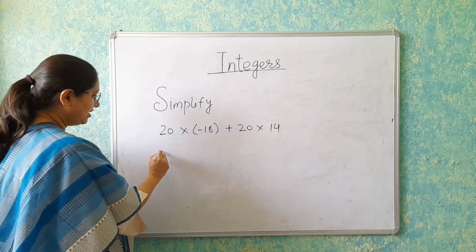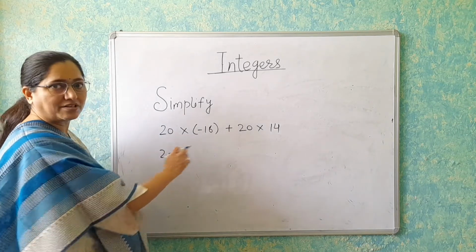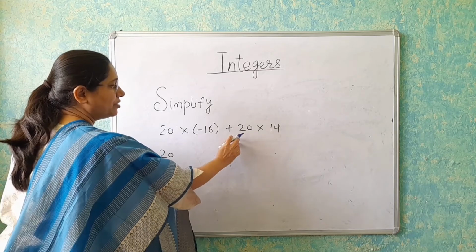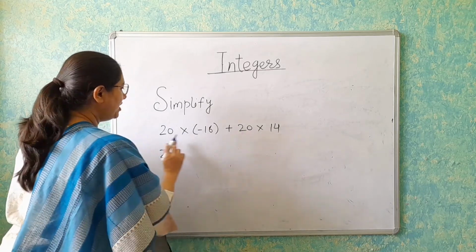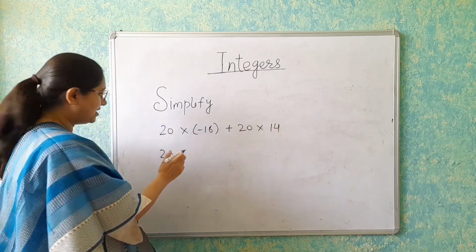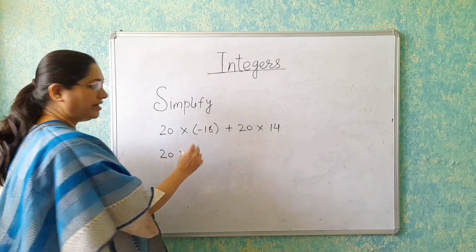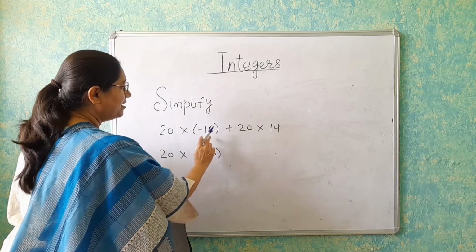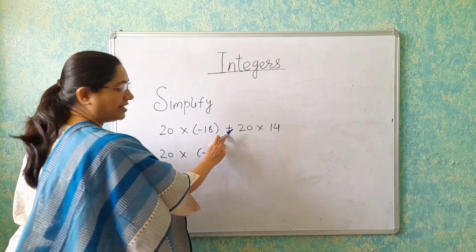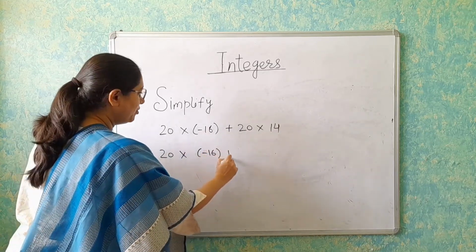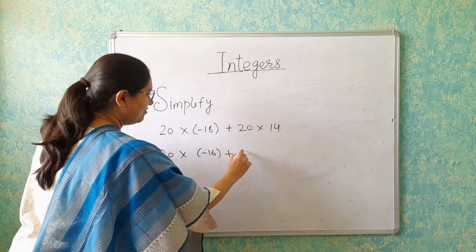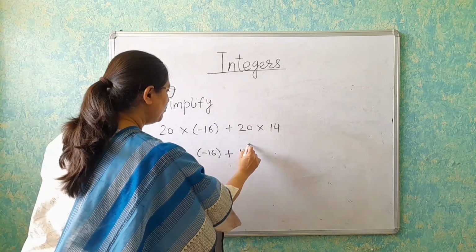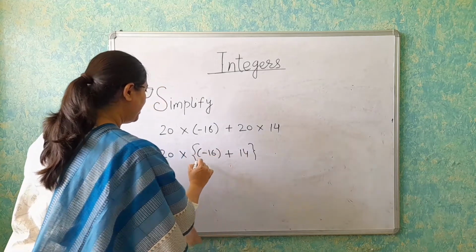First I will write 20 because it is a common multiplier. Then I will put a multiplication sign because 20 is multiplying 14 and 20 is multiplying minus 16. And now I will write minus 16. Then minus 16 and 14 are getting added, so I will put a plus sign and then write 14. And now I will put both of them in a middle bracket.